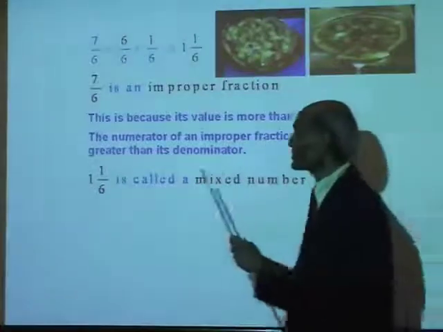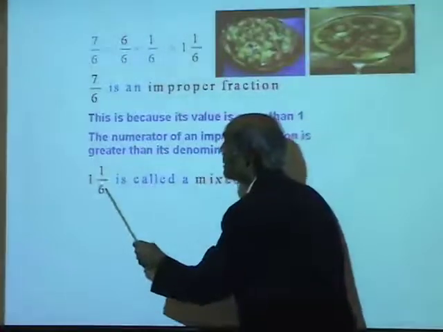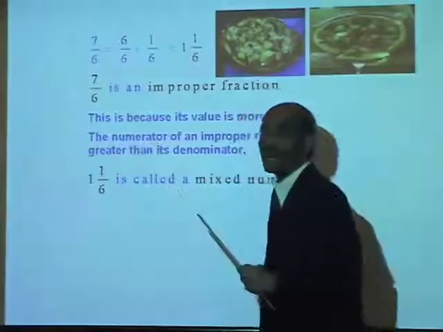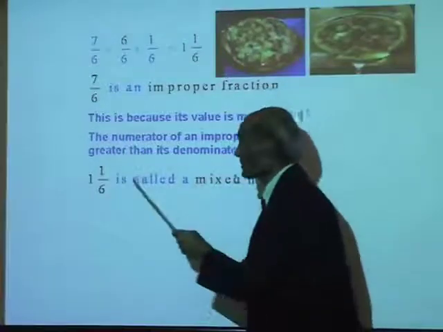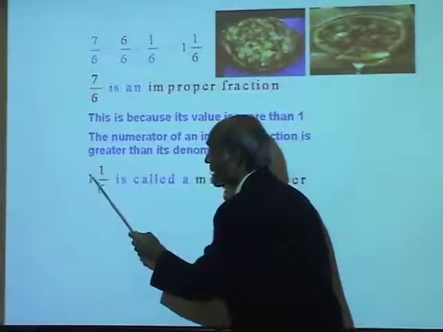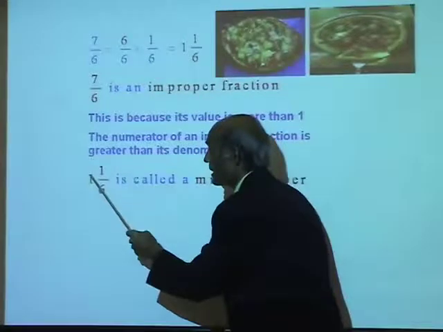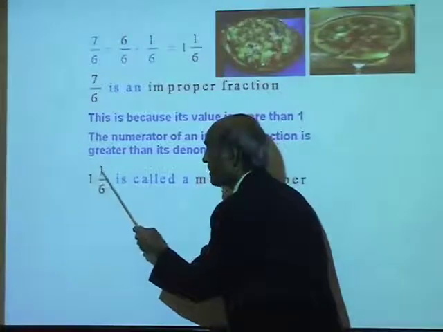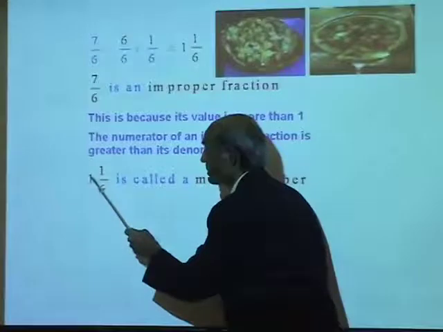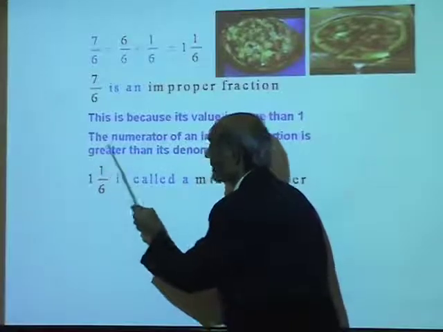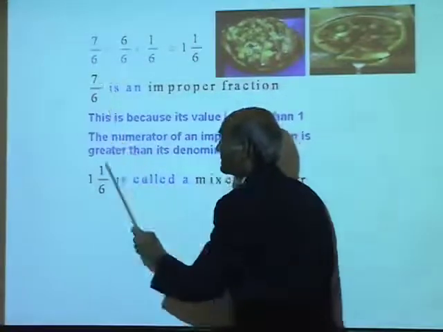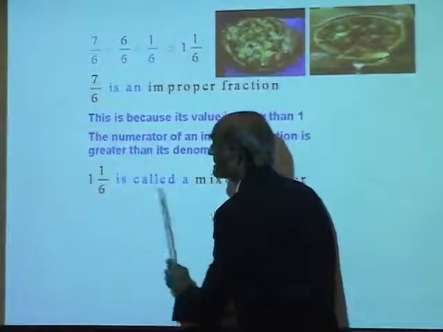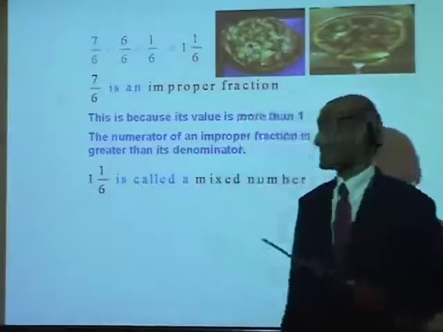Do you know how to convert a mixed number into an improper fraction? It's very simple. Look at this. 6 multiplied by 1 is 6. And add this 1 to that. 6 times 1 is 6, plus 1 is 7, and that will be your numerator. The denominator will be that 6 itself. We will practice that as we move on.